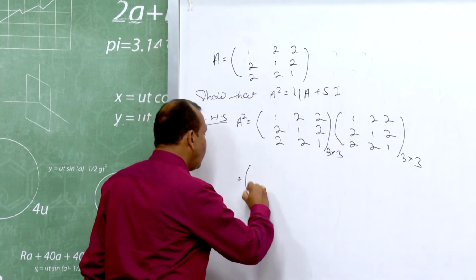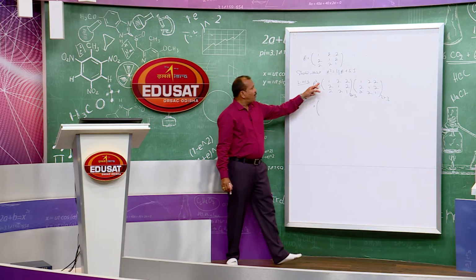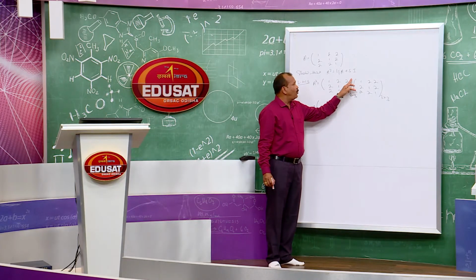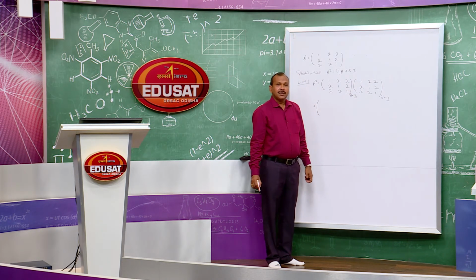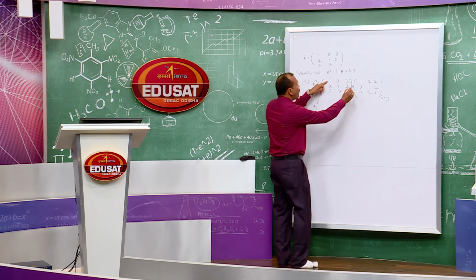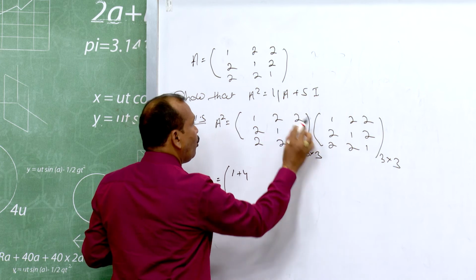Then the matrix product can be done by multiplying the first row with the first column, second column and third column of the second matrix. Then 1 into 1, that means 1, 2 into 2 is plus 4, 2 into 2 plus 4.